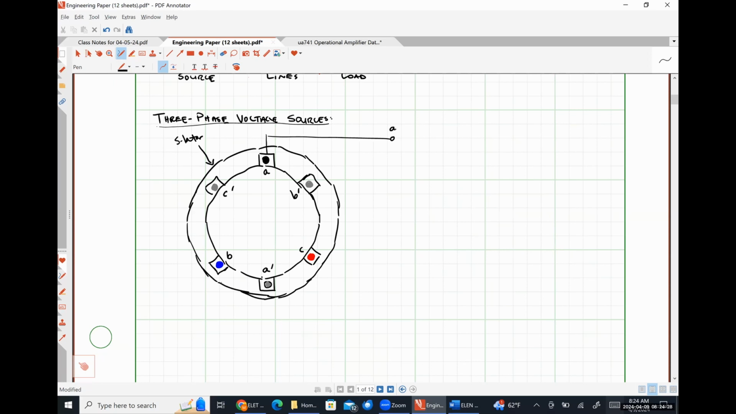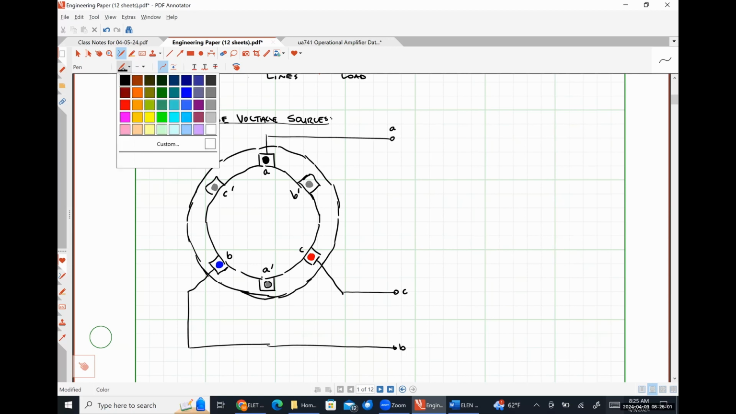So this is the A terminal of my source. Here's my B terminal. Here's my C terminal. And then all of those return paths would typically be connected together.